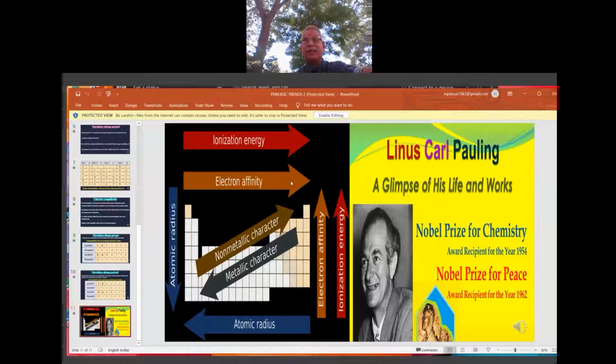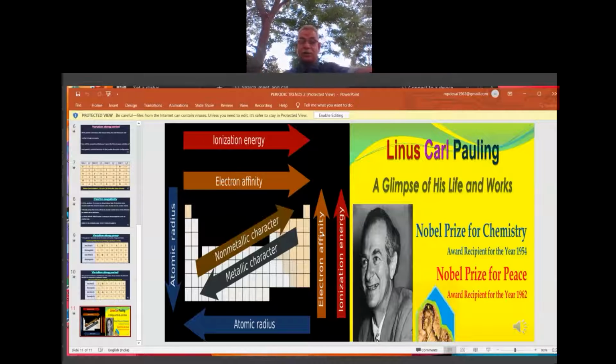That means the right side loves electrons. What is affinity? Affinity is love or attraction. They like electrons. That means you can add electrons easily. This is the meaning here. This arrow mark is top to bottom: atomic radius increases top to bottom. And electron affinity increases from bottom to top, so left to right and bottom to top, the right side. They are the best electron lovers.